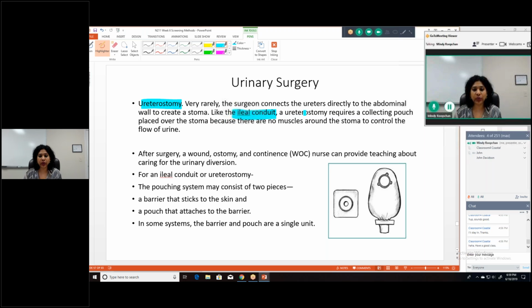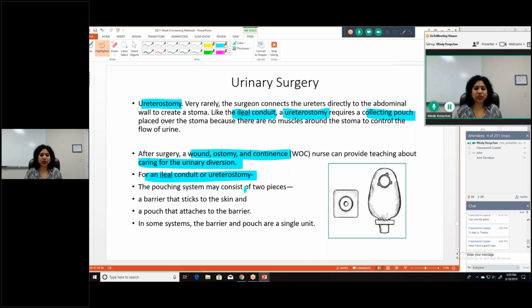Like the ileal conduit, the ureterostomy requires a collecting pouch placed over the stoma because there's no muscles around that stoma to control the flow of urine. So after surgery, a wound, ostomy, and continence (WOC) nurse can provide teaching about caring for urinary diversion.